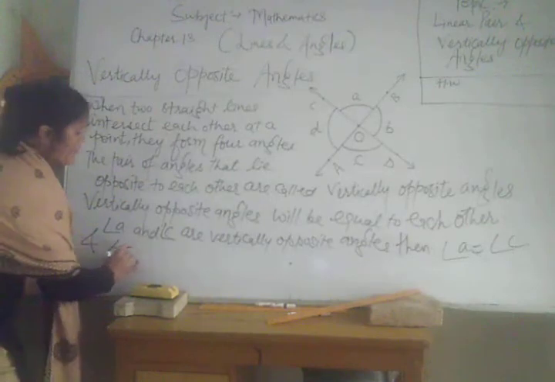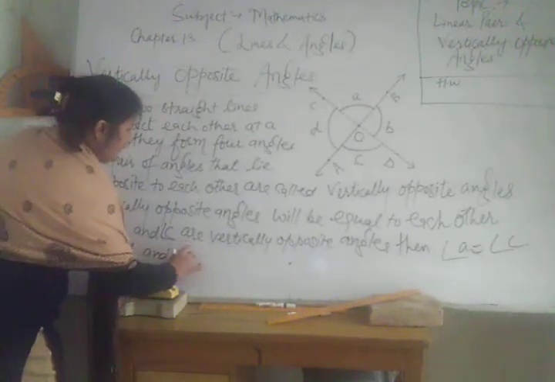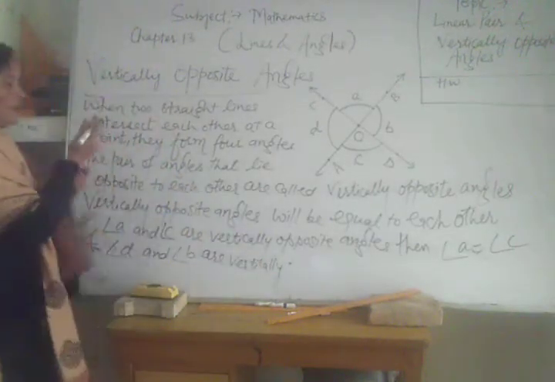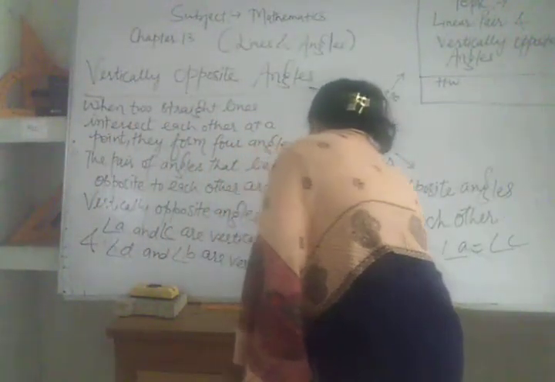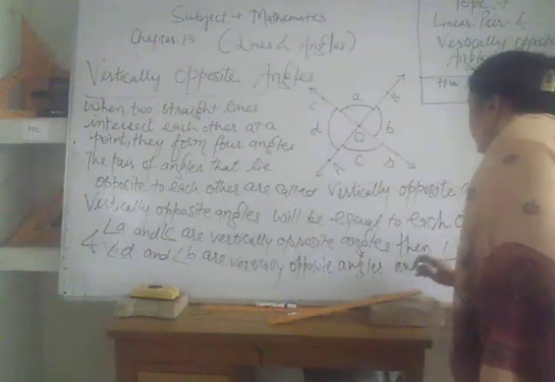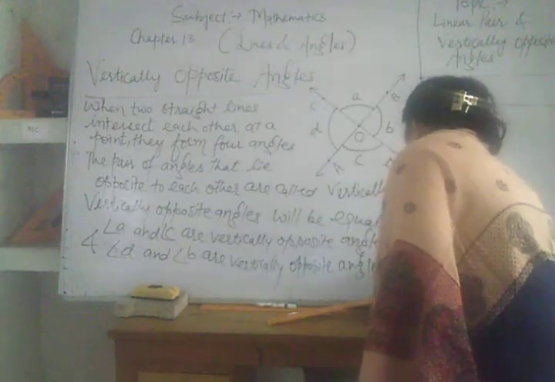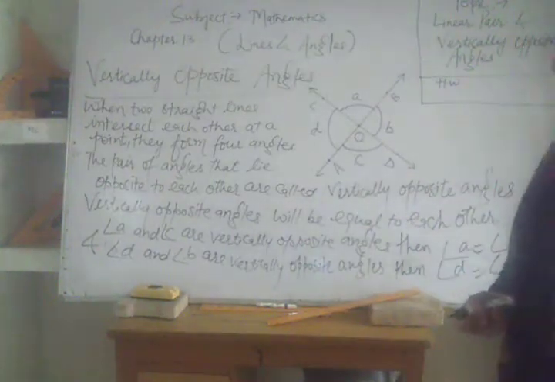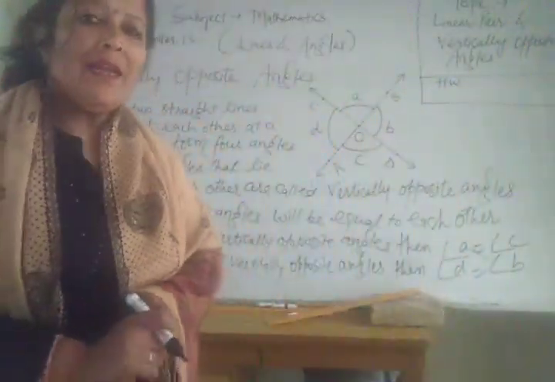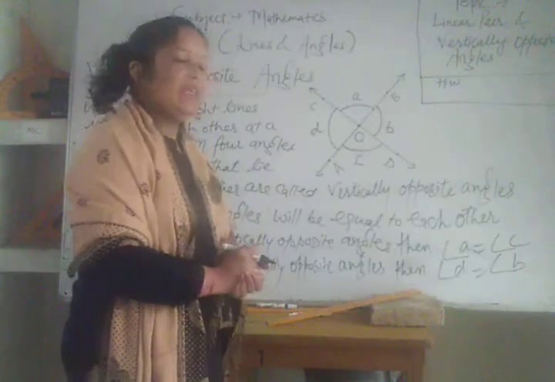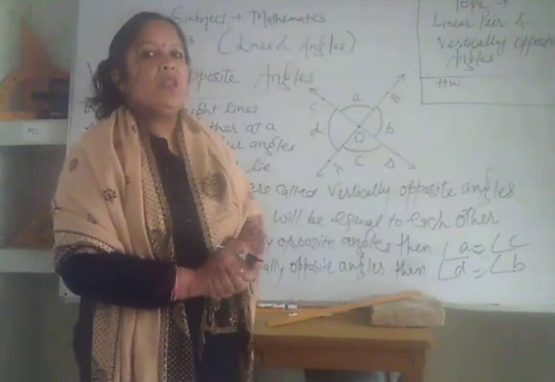Angle D and angle B are vertically opposite angles, and you can say angle D is equal to angle B. One more thing, keep in mind that vertically opposite angles will not be adjacent to each other.